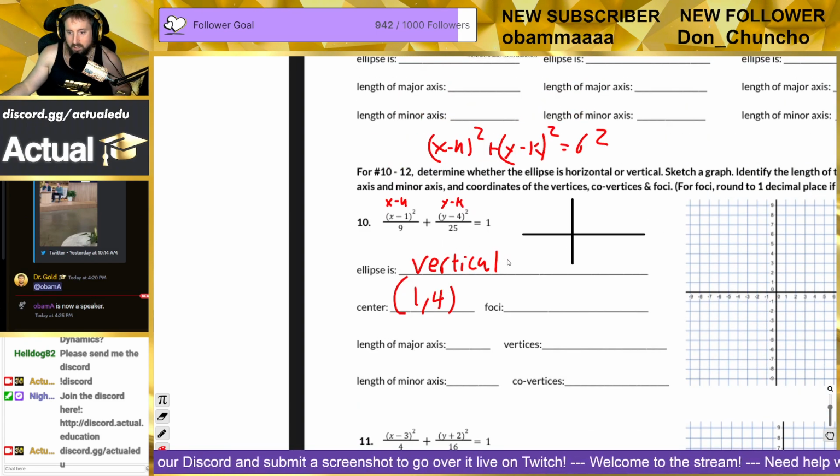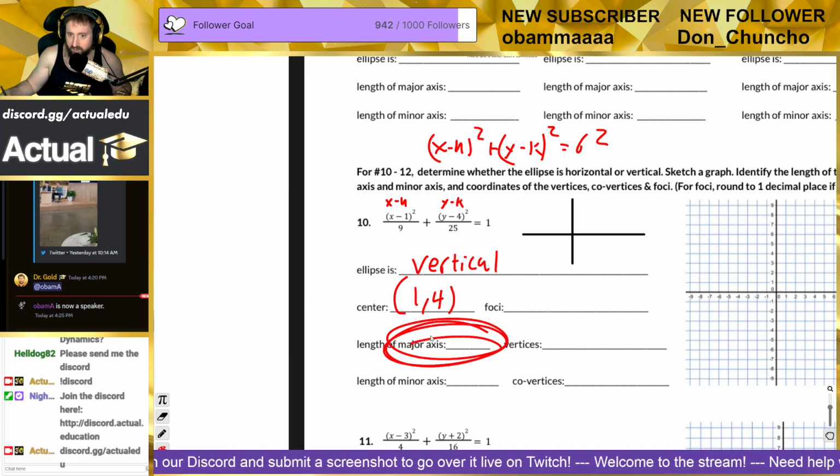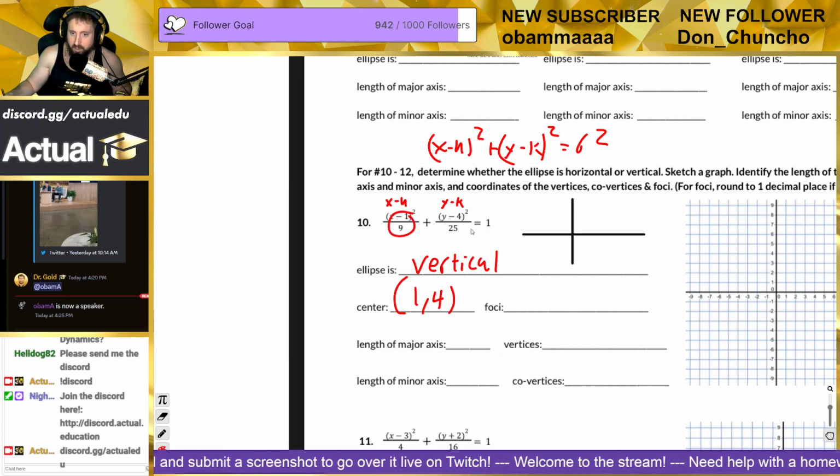Length of axes. I'm going to go to the foci next, because it's weird that they ask you this first. Really, you figure these out, and then you figure this out. So the major axis is the axis that it's stretched the most upon. Which axis is it stretched most upon? Vertical, along the y-axis. So that's going to be the length of this. Looking at these numbers, how this works, it's always a squared, and then this is b squared.